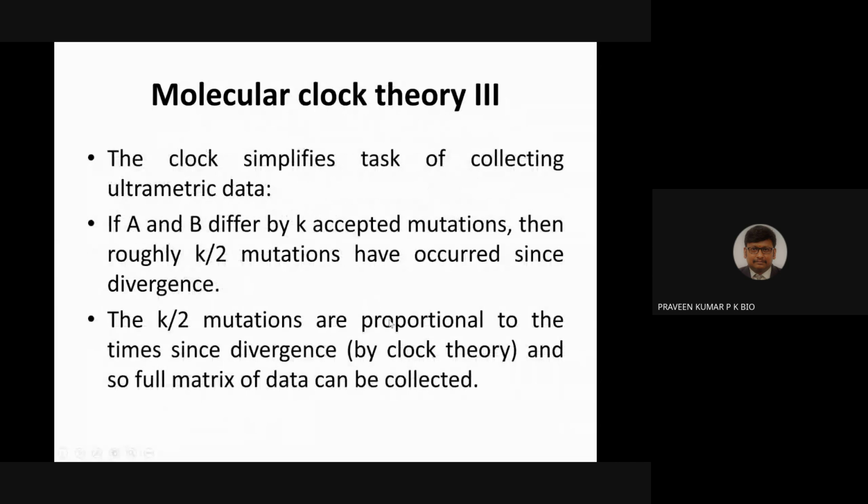And according to molecular clock theory 3, if A and B differ by K accepted mutations, then roughly K by 2 mutations have occurred since divergence. The K by 2 mutations are proportional to the time since divergence by clock theory, and so a full matrix of data can be collected. Okay, so this is related to the last molecular clock theory. We have K by 2 mutations.